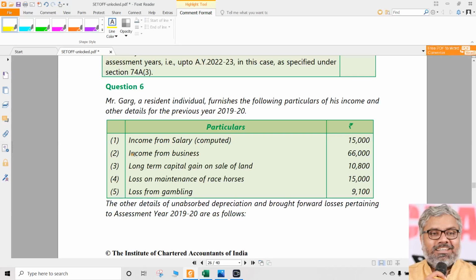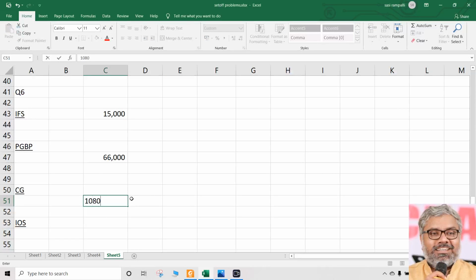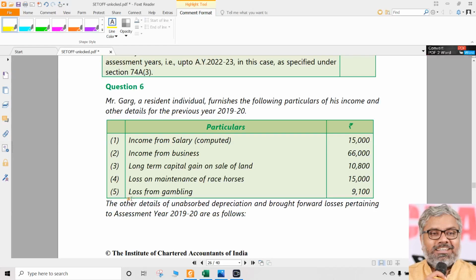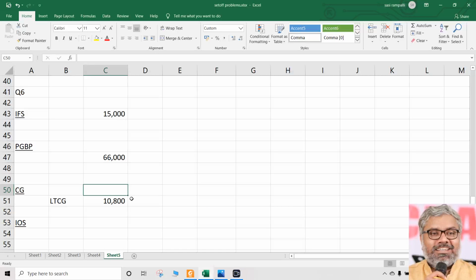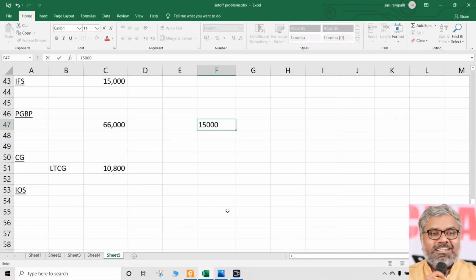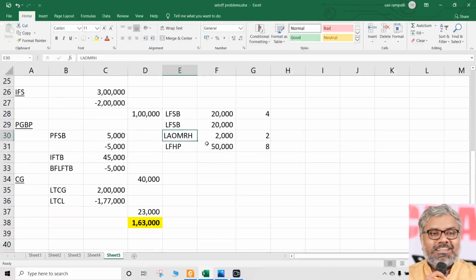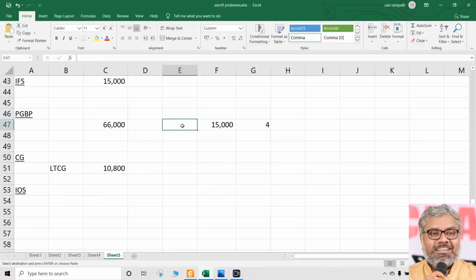Then we have long-term capital gain. This is also positive. That is 10,800. That is long-term capital gain, clearly to be segregated. Loss from owning and maintaining race horses is not possible to be set off against anything because there is no income from that activity. If there is, then only it could have been set off, otherwise not possible. So 15,000 cannot be set off. It has to be, if at all possible, only carried forward for a period of 4 more years. That's it. That's what we can call loss from the activity of owning and maintaining race horses.